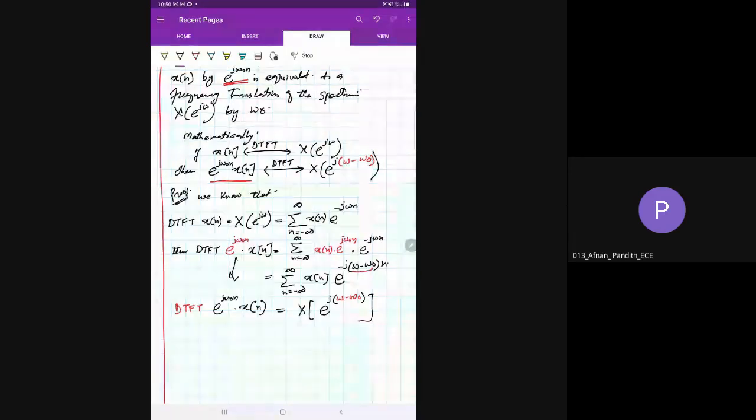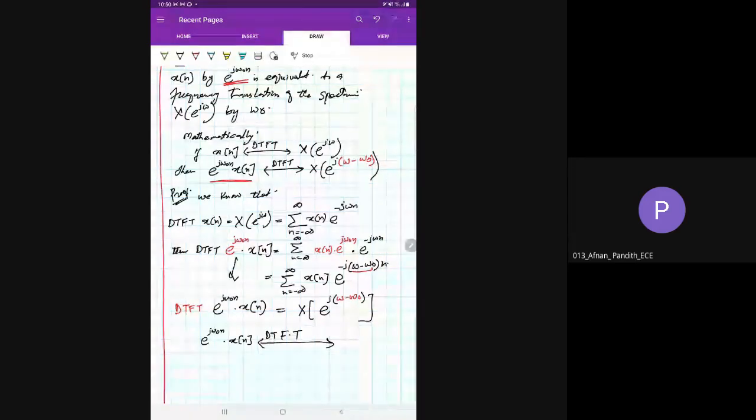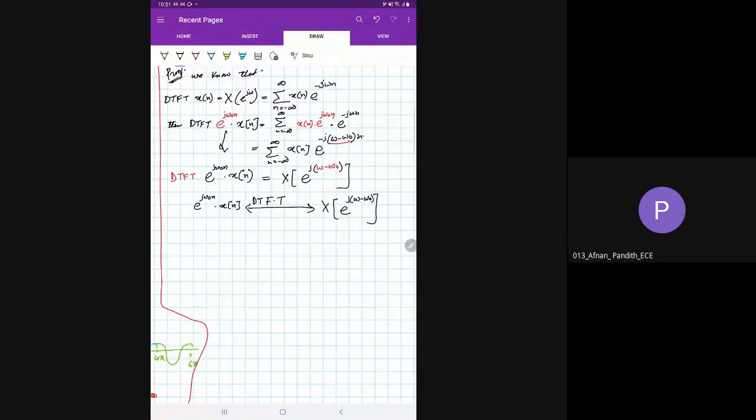So we can then write e raised to the power j omega naught n into x of n as a Fourier transform pair, a discrete time Fourier transform pair, with X of e raised to the power j omega minus omega naught. They are both pairs. Okay? So if we try to plot them, see, this is how we can plot them.